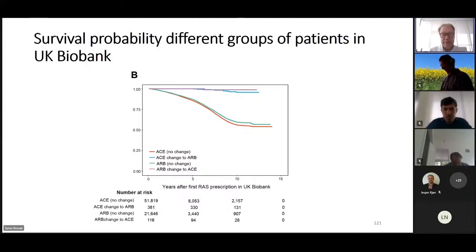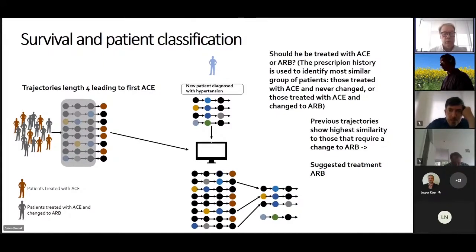And what we also do in the paper, which I will not have time to go into, is turn this into a prediction approach, or a treatment plan recommendation approach, where we take the prior trajectories of the patients. In this case, it's patients treated with ACE, and patients treated with ACE and then changed to ARB. So we can make a patient-like-me approach, where we compare a new patient with these 4 groups, and then we can suggest what the patient should be recommended, or what the physician should recommend to the patient.